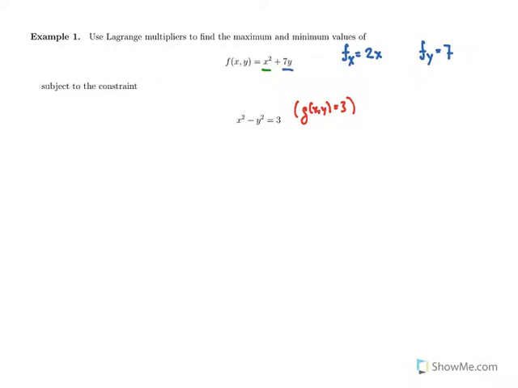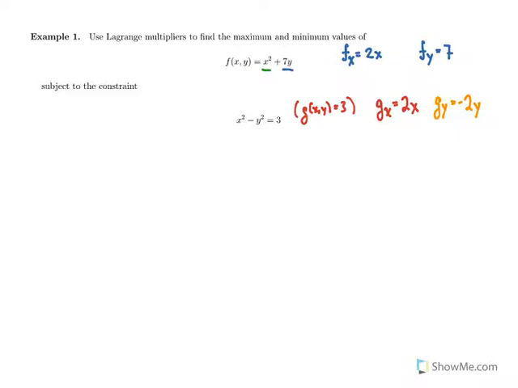Then we also look at the derivatives of g. With respect to x, the minus y squared is constant, so it's just the derivative of x squared, which is 2x. And the derivative of g with respect to y, the x squared is constant. Sorry, it's the derivative of negative y squared, which is negative 2y. Note that the equals 3 doesn't play a role in here. We just look at the function g when we're doing these derivatives.